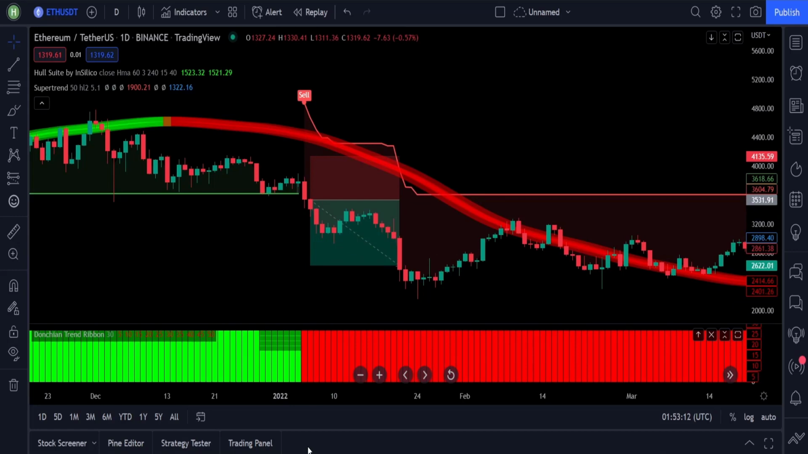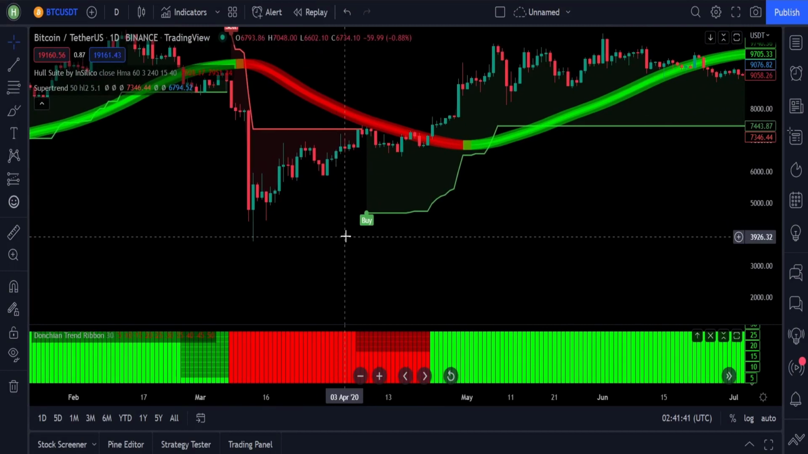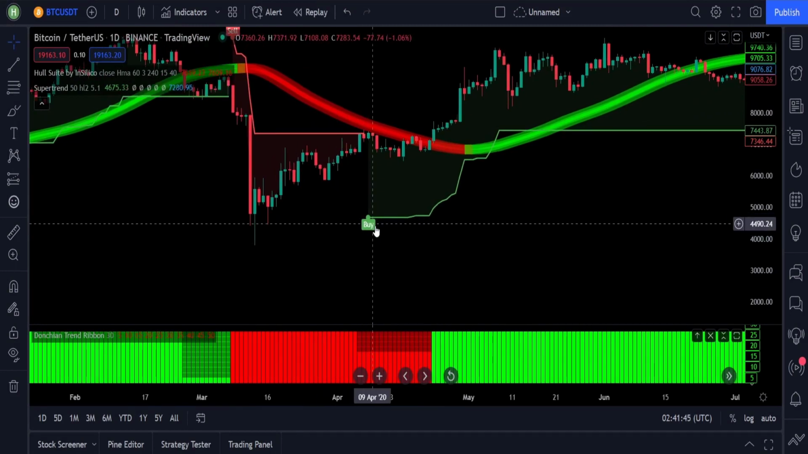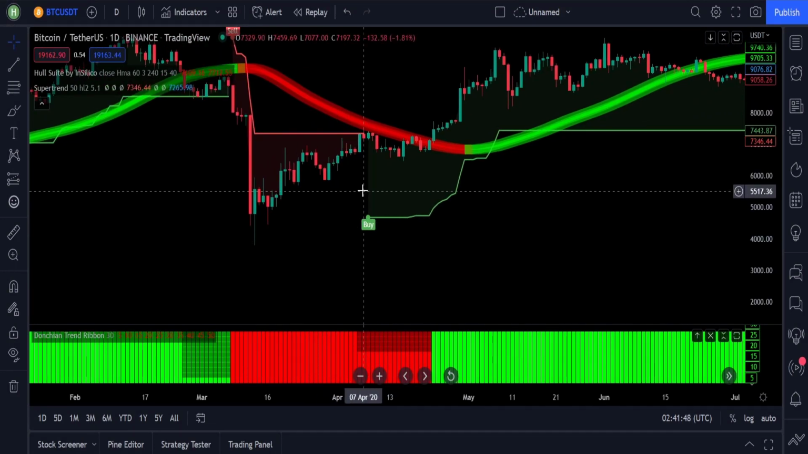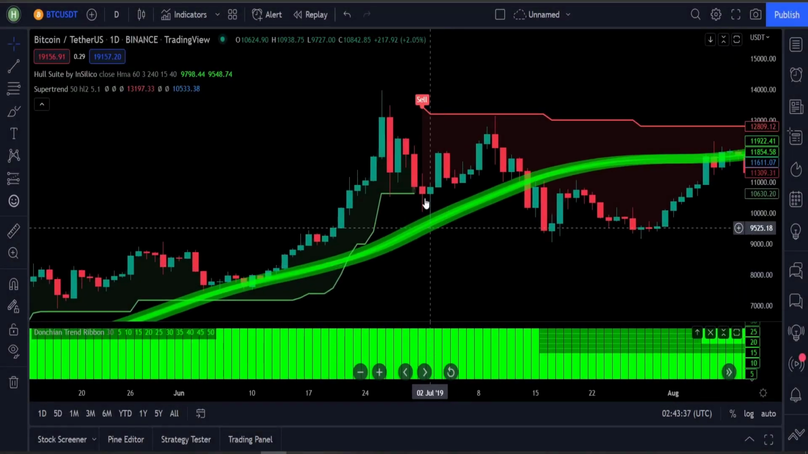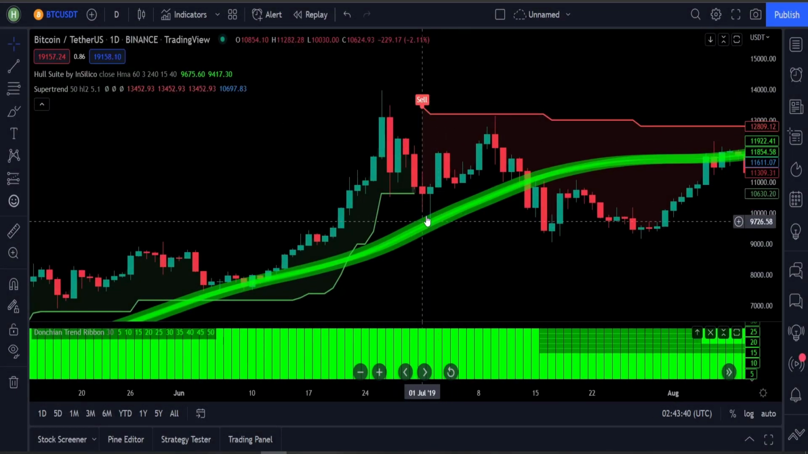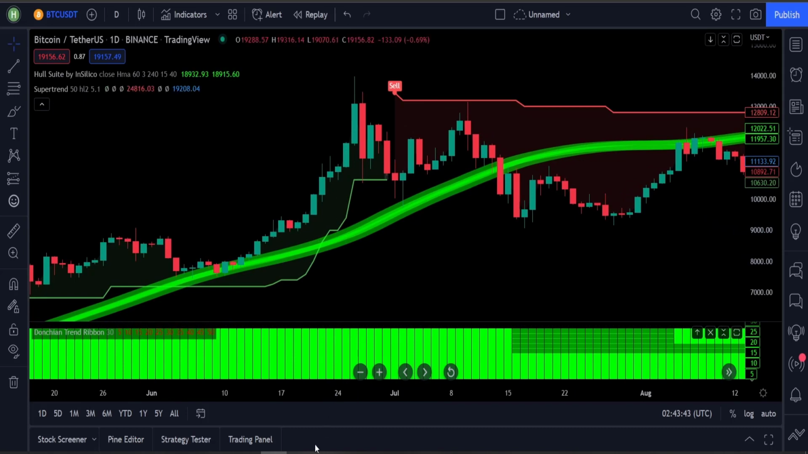For example, here you can see we have a buy signal but the whole suite is not green, and the indicator below is also not green, so we'll not enter this trade. Similarly, here we have a sell signal, but the whole suite is not red, so we'll not get into this trade. Now we'll take a look at a few more examples for both buy and sell trade, so that you guys can understand the strategy properly.